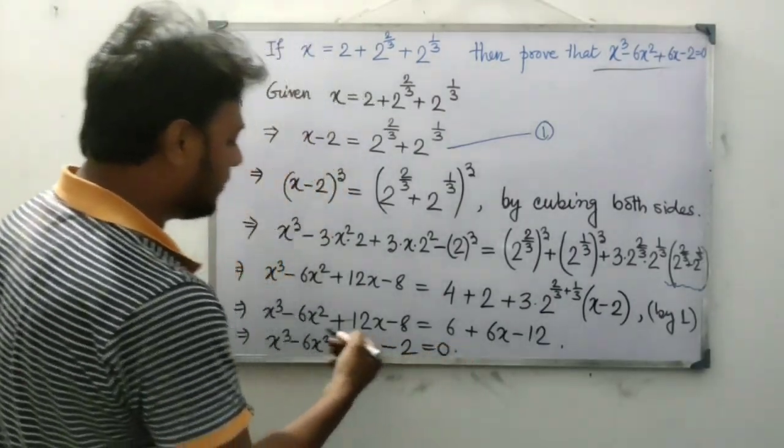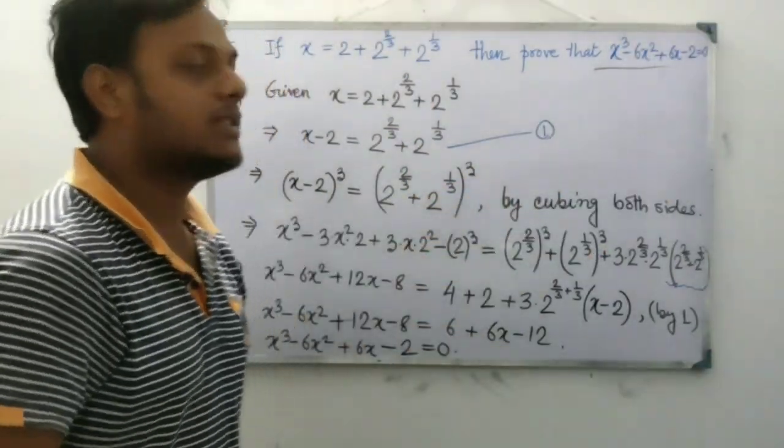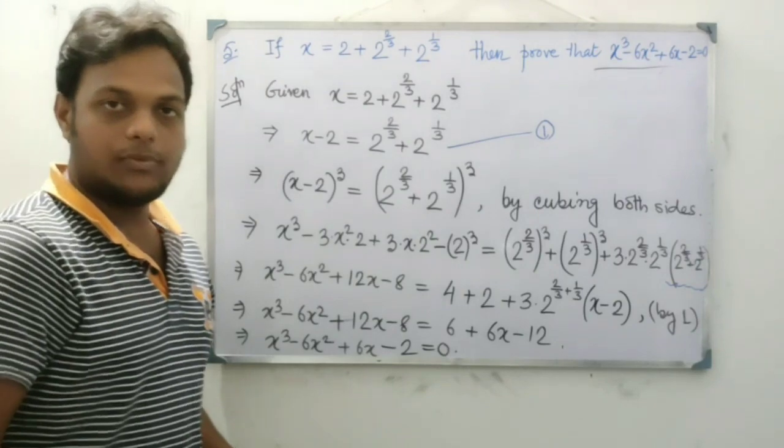So this completes the proof. See, x cube minus 6x square plus 6x minus 2 equals 0. Hope you understand.